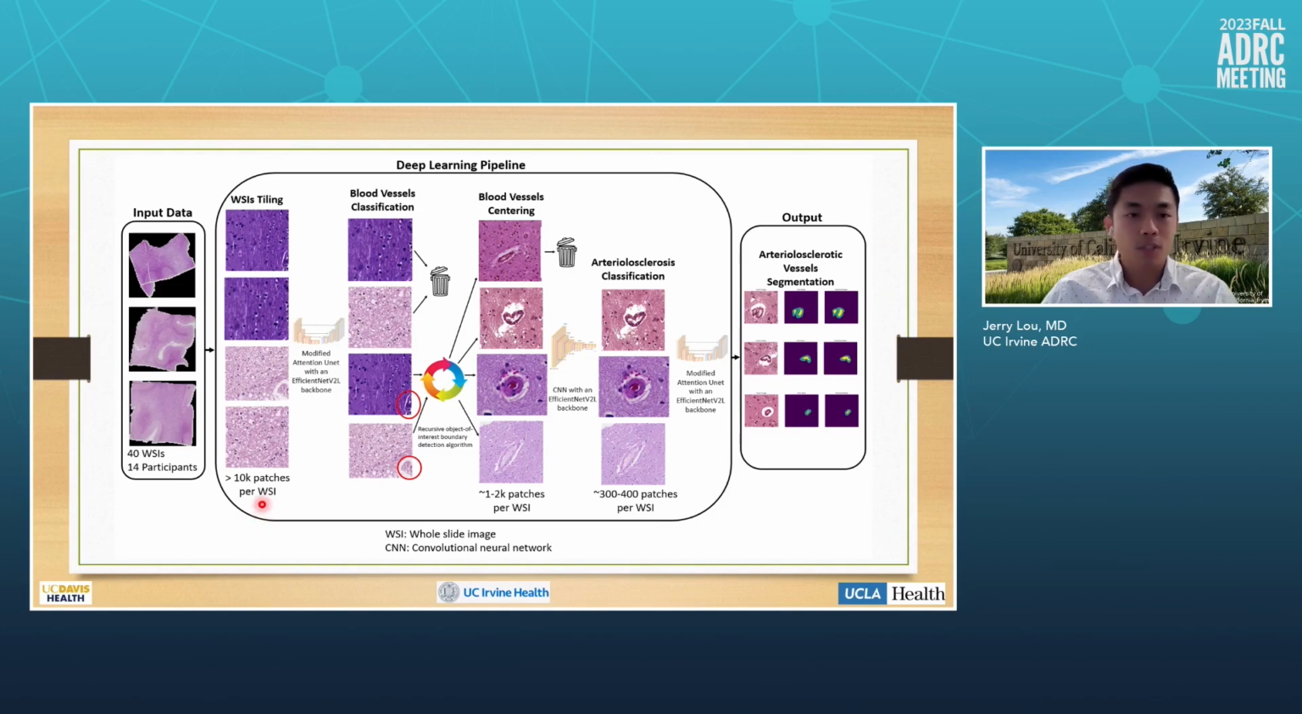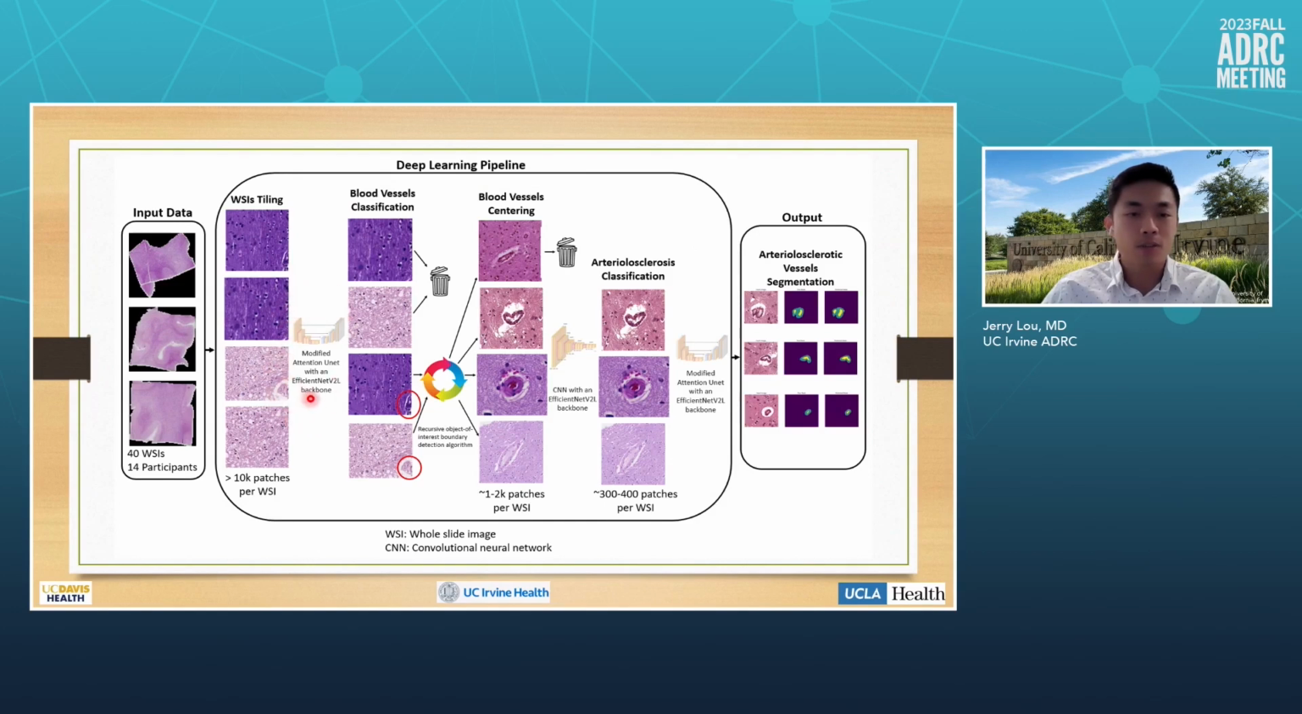into this deep learning pipeline, which consists of 5 steps. The first step is whole slide image tiling, followed by blood vessels classification, blood vessels centering, arteriolosclerosis classification, and finally, arteriolosclerotic vessels segmentation. So in the first step, it's a very standard practice to first tile a whole slide image. Whole slide images often come in sizes of gigapixels, and it's too large to fit into the memory of even the best computer systems. So unfortunately, we have to tile the image usually into 512 by 512 pixel patches. The pixels can vary.